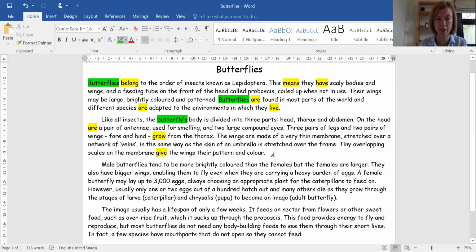Okay, now if I scan down to the third paragraph, I'm going to read that as well, and we'll see if that's got any general nouns in there as well. Male butterflies tend to be more brightly coloured than the females, but the females are larger. They also have bigger wings, enabling them to fly even when they're carrying a heavy burden of eggs. A female butterfly may lay up to 3,000 eggs, always choosing an appropriate plant for the caterpillars to feed on. However, usually only 1 or 2 eggs out of 100 hatch out, and many others die as they grow through the stages of larva, caterpillar, and chrysalis, pupa, to become an imago, adult butterfly.